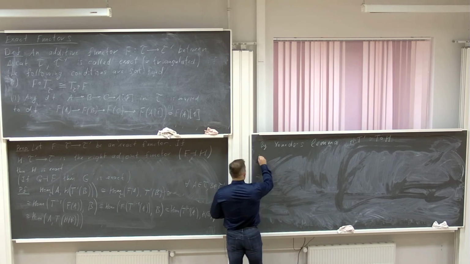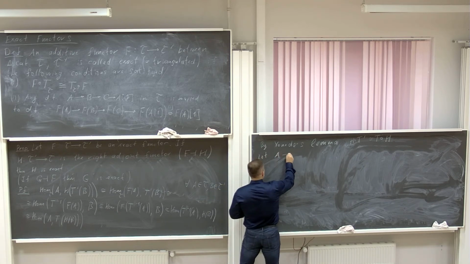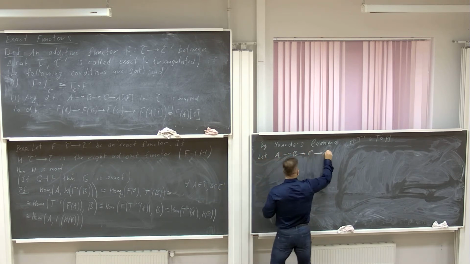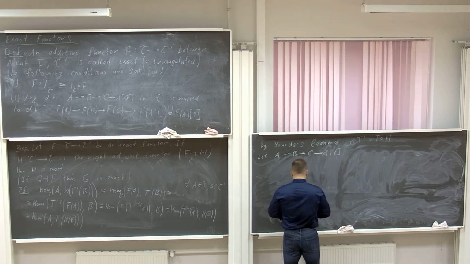So for this, let's take a distinguished triangle. Let A, B, C, A shifted by 1 be a distinguished triangle in T.